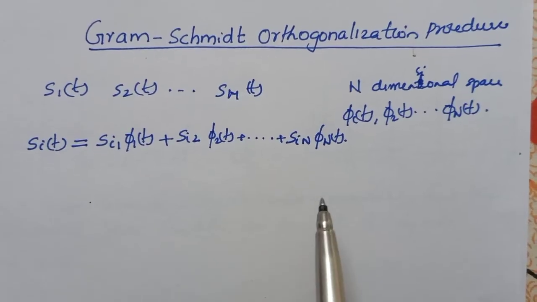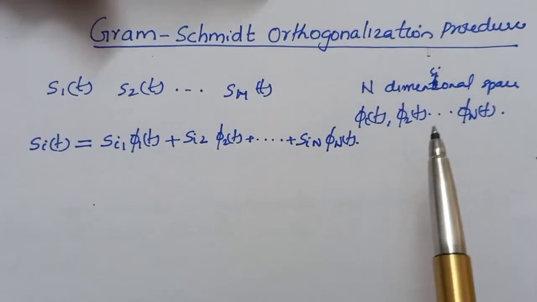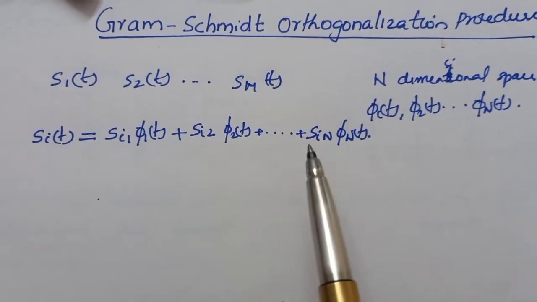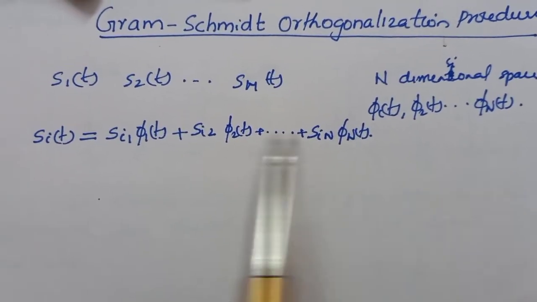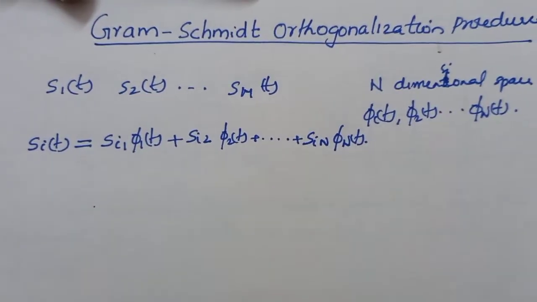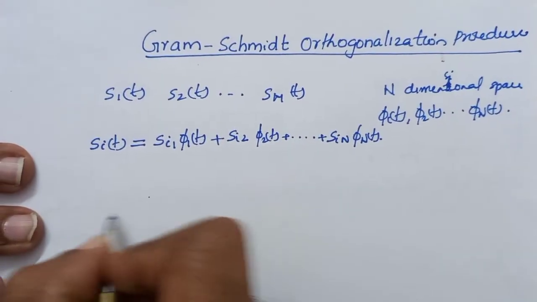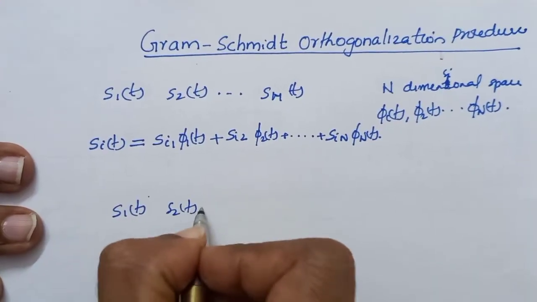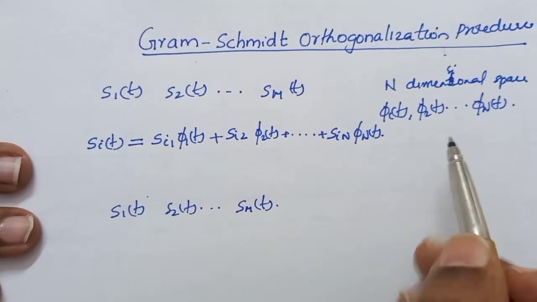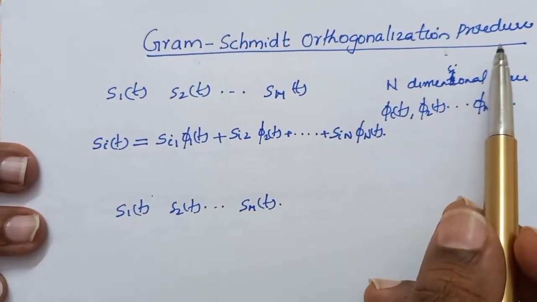Now the present situation is that we don't know the orthonormal basis functions corresponding to the n-dimensional space. We are given only M signals, and we need to derive the n orthonormal basis functions from the given set of signals. This is done with the help of the Gram-Schmidt orthogonalization procedure. So we have M signals, say S1(t), S2(t), etc., SM(t), and from these we can derive the n orthonormal basis functions.